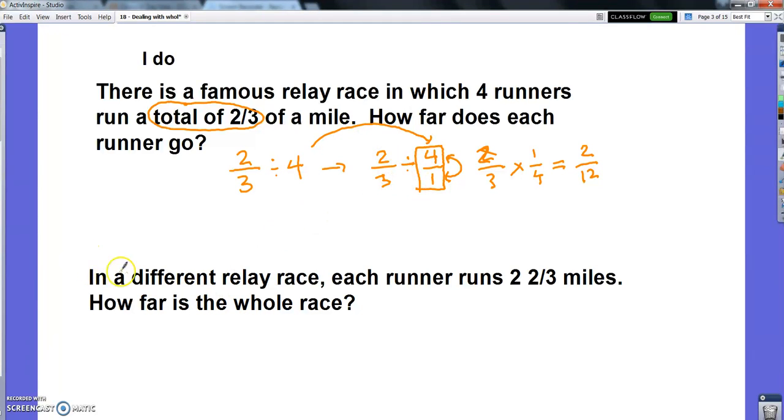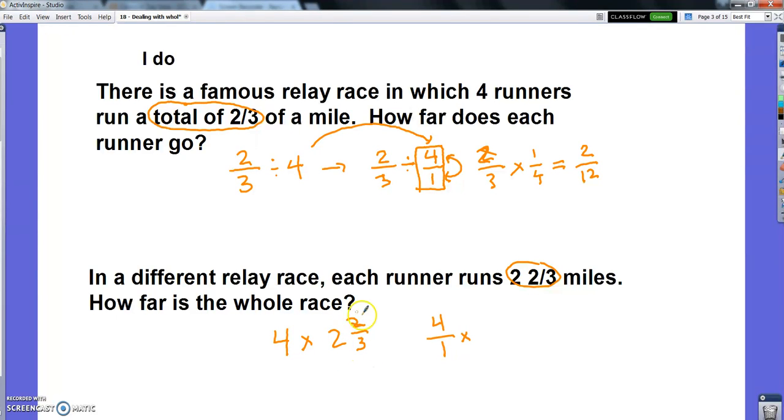Let's do another one. In a different relay race, each runner runs 2 2/3 miles. How far is the whole race? So this is a different situation. I've got my 4 runners, and each one runs this far. 4 times 2 2/3. So this has 2 whole numbers in it to deal with. So the first thing I'm going to do to use my algorithm to multiply, I'm going to change this into a fraction with a denominator of 1, 4 wholes times.